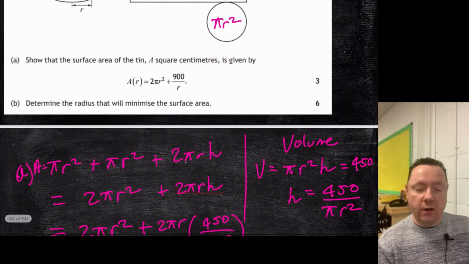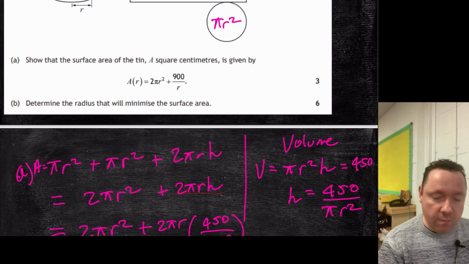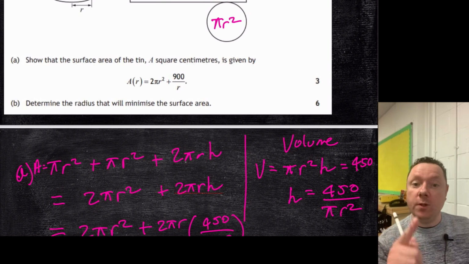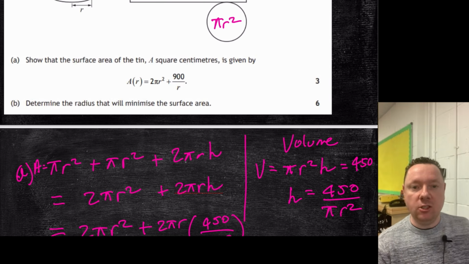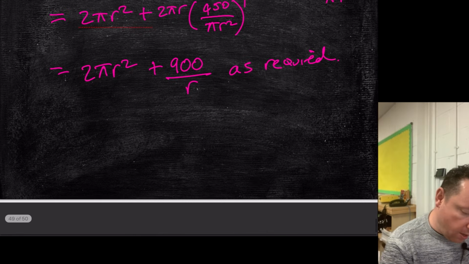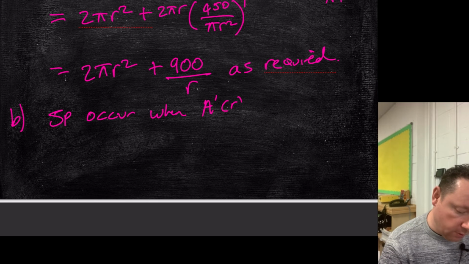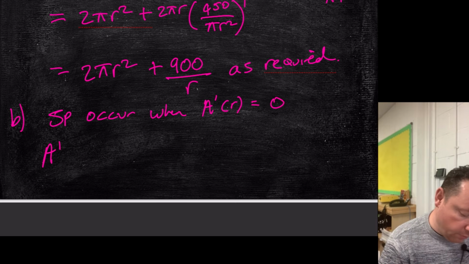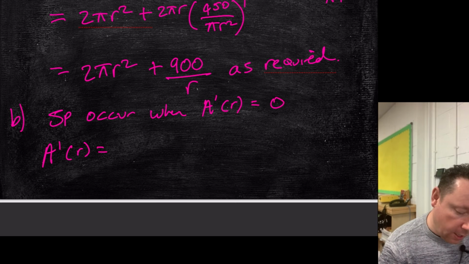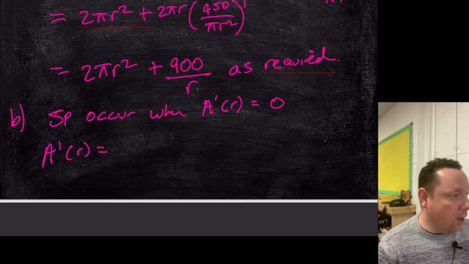Now, don't worry if you can't do all that. Notice this is worth 3 marks, but the next bit's worth 6 marks. And it says, determine the radius that will minimise the surface area. Minimisation is optimisation. Optimisation, stationary points. Stationary points occur when the derivative is equal to 0. So for part b, stationary points occur when the derivative, I'll just put A dash of r, the derivative of A with respect to the radius, equals 0. So the derivative of A, the area, well, we've got 2 pi r squared plus 900 over r.